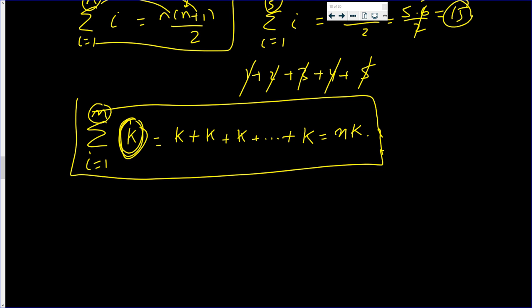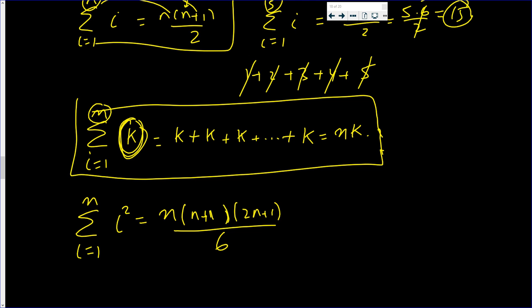Now, we have this other formula. The summation as i goes from 1 to n of i squared. This, see if I can remember, it's n times (n plus 1) times (2n plus 1), and this is all over 6. You need to know this rule.